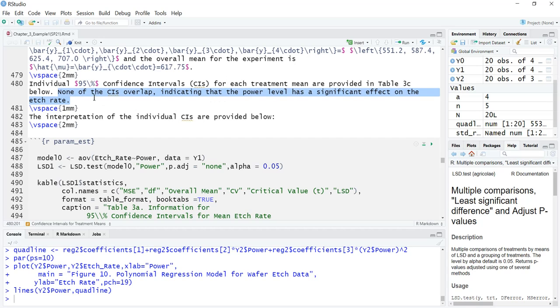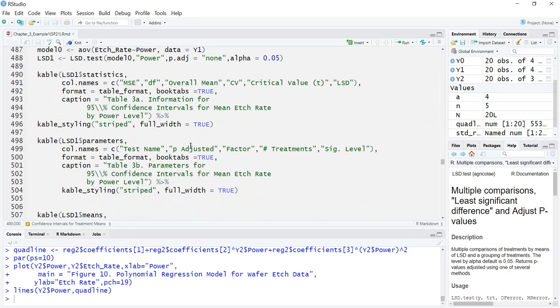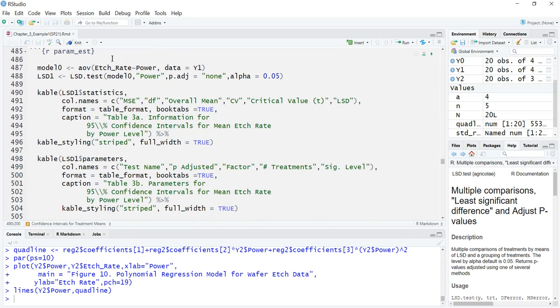What do you see? So this is going to change based on your particular problem. In this case, none of the confidence intervals overlap, indicating that our treatment variable, power level, has a significant effect on the etch rate, our response variable. So you have to modify this to be specific for you. And then I say the interpretation of individual confidence intervals are provided below. So I give the code here, and the code is pretty easy.